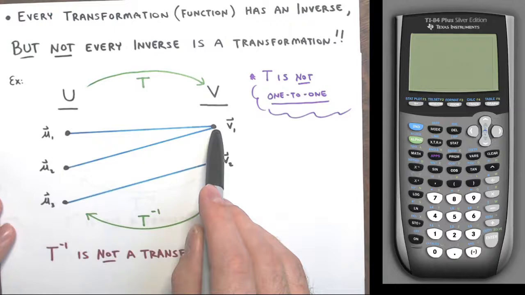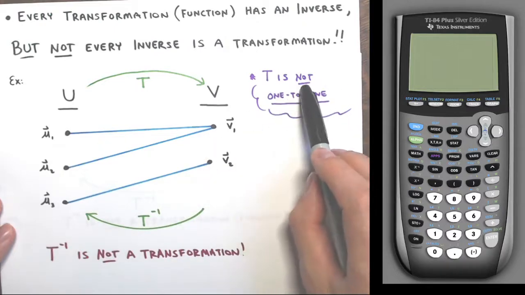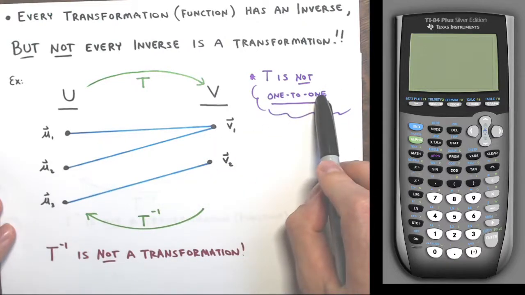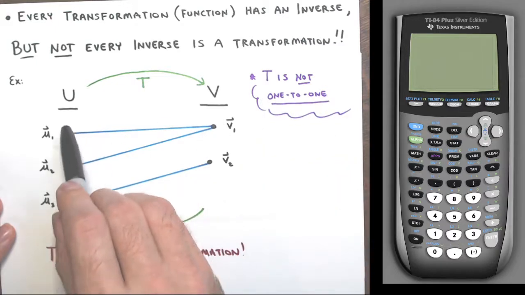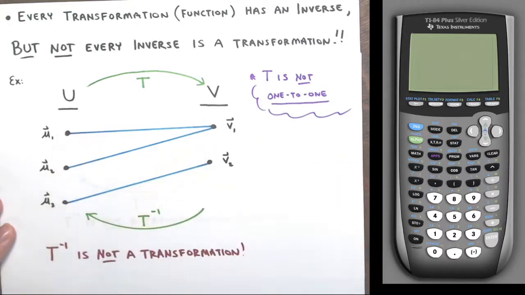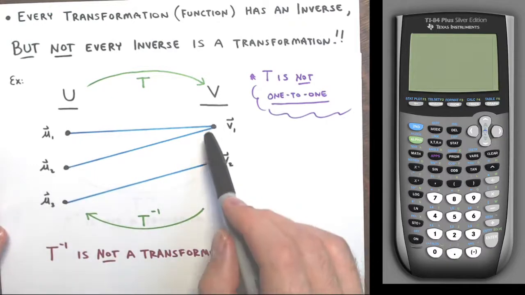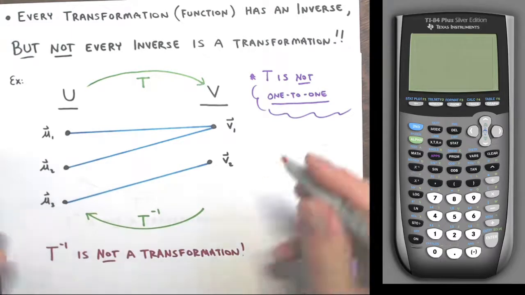So I've already written, see, T is not one-to-one. T is not one-to-one, right? You got two different inputs that go to the same output. That does not happen in a one-to-one transformation or a one-to-one function. Then I got U3 mapping to V2. Okay. So it's onto, right? Do you see that T is onto, but not one-to-one?